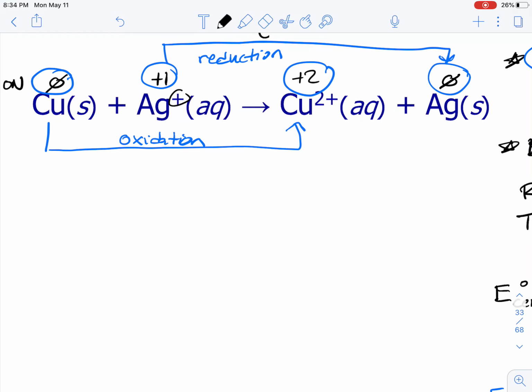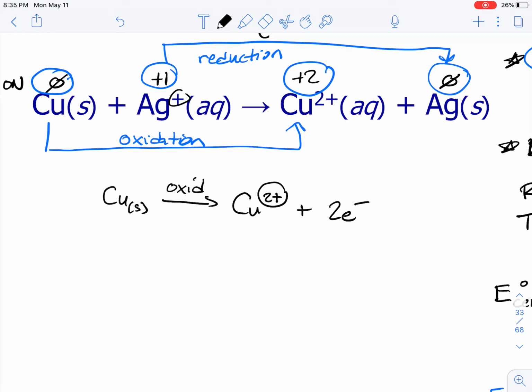And so looking at copper, copper solid is going to go through oxidation. Oxidation means losing electrons, and so therefore my electrons should be written on the product side. And since the result is a +2 charge, that means I'm losing 2 electrons.